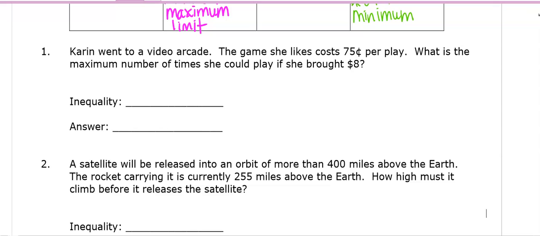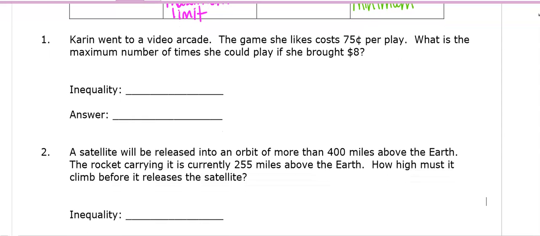All right. Karen went to a video arcade. The game she likes costs 75 cents per play. What is the maximum number of times she could play if she brought $8? So let's talk first. It wants us to write the inequality. It's 75 cents per play. So that's what's going to go next to your variable. What is 75 cents? What does that look like in money amount? It's going to be 0.75.